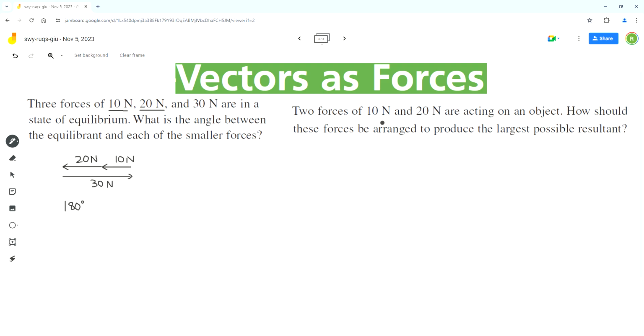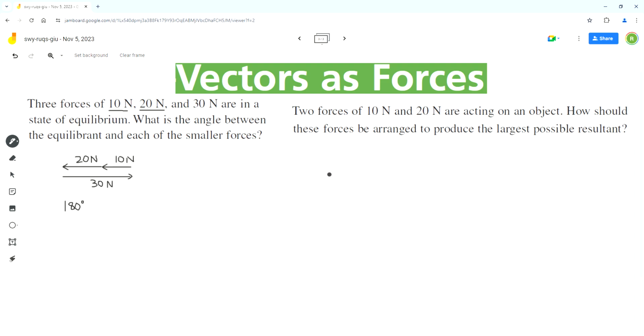Two forces, 10 Newton and 20 Newton, are acting on an object. How should these forces be arranged to produce the largest possible resultant? Now a resultant of two or more vectors is a vector that produces the same effect as the two or more vectors that are being added. So we have to find how we can arrange these two forces so that the resultant is the largest possible.